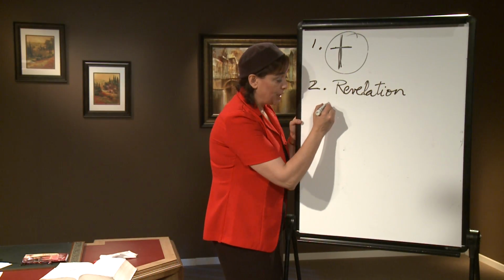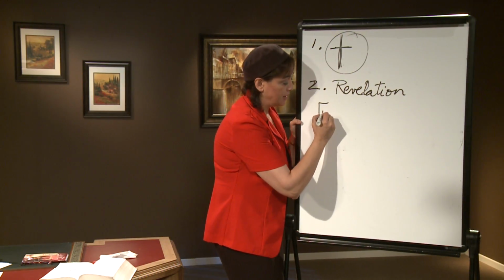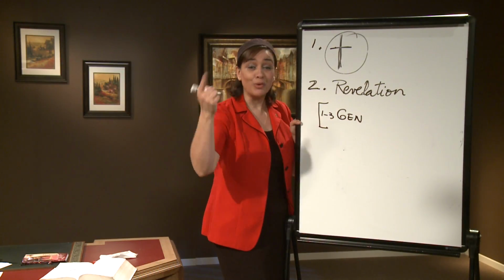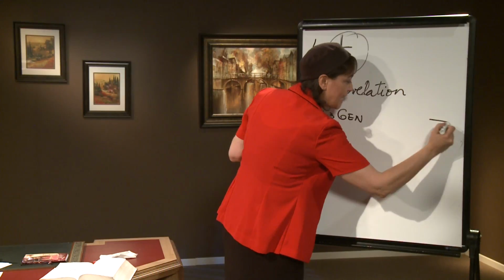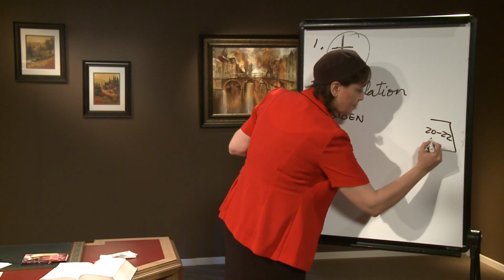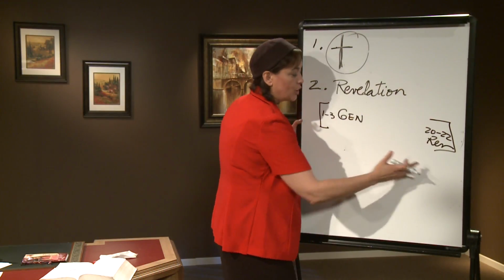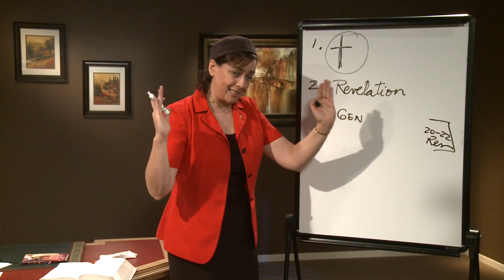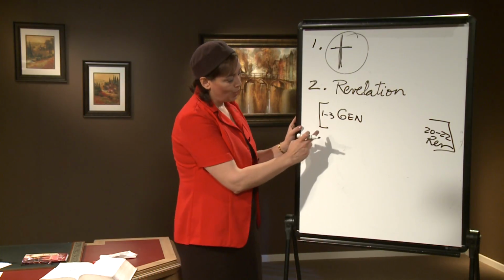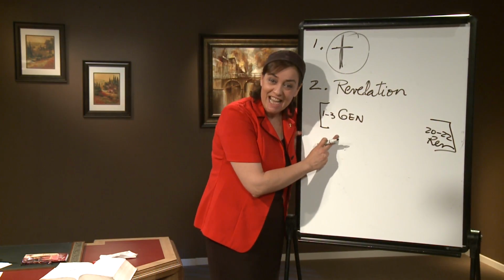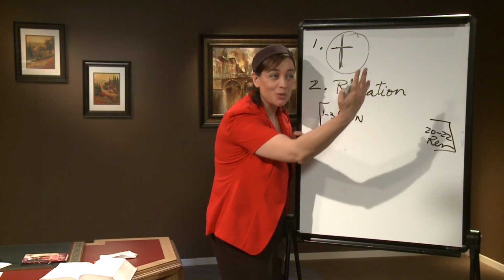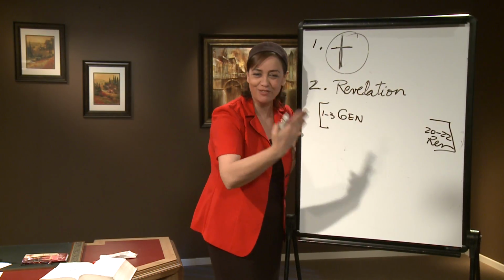The first three chapters of Genesis are reversed in the last three chapters of Revelation, because the whole Bible has symmetry. It starts and ends with the same topic. So Genesis 1, the creation of the world. Genesis 2, intimacy between God and his children face to face.